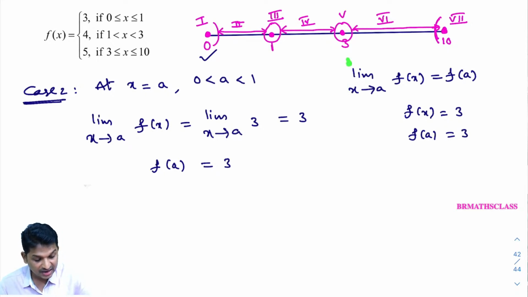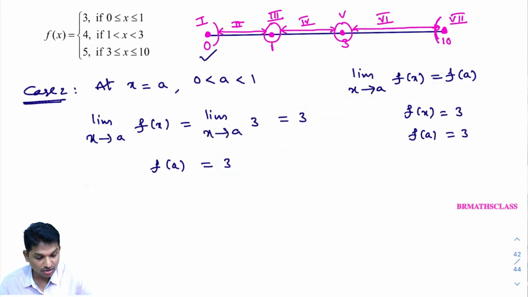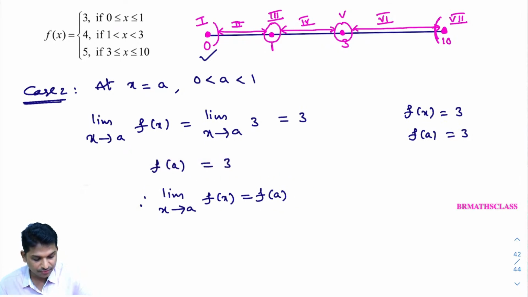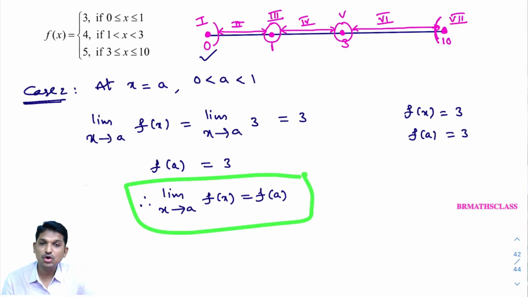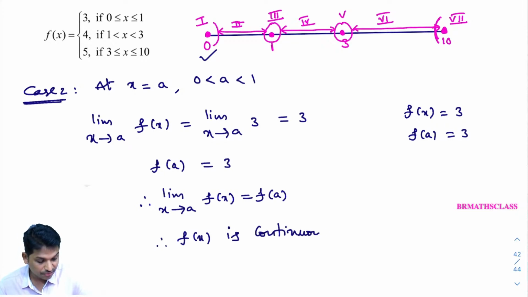What happened? I calculated this, I got 3. Now I calculated this, I got 3. As these two are equal, what can I conclude? I can say that limit x approaches a, f of x equals f of a. When you got this, you can say that this function is continuous at x equal to a. So I'll write that. Therefore, f of x is continuous at x equal to a.